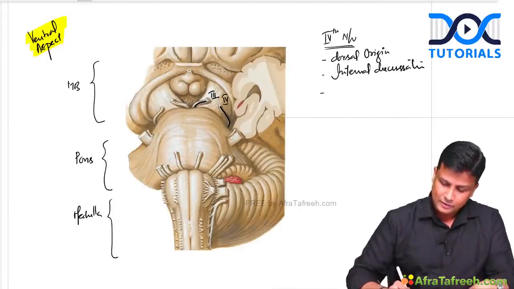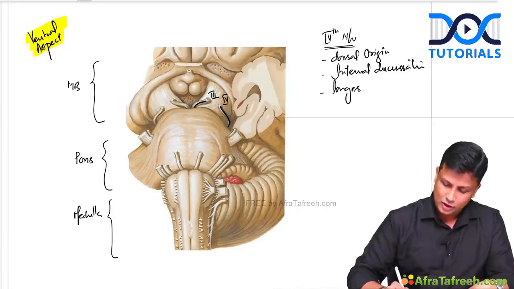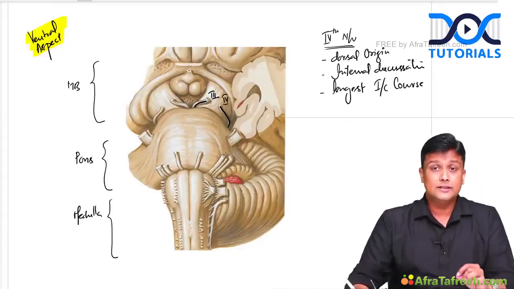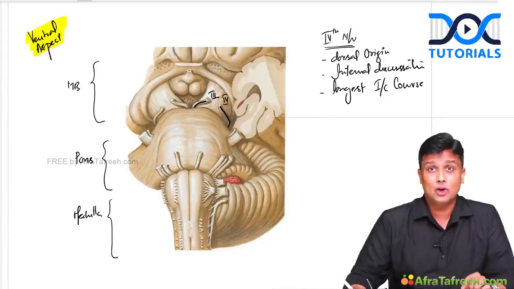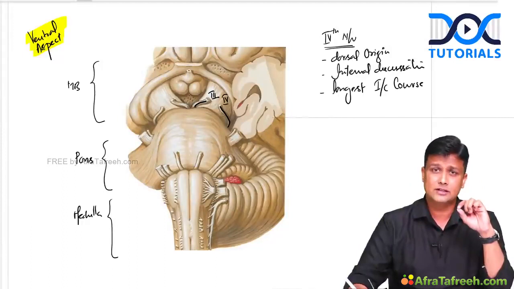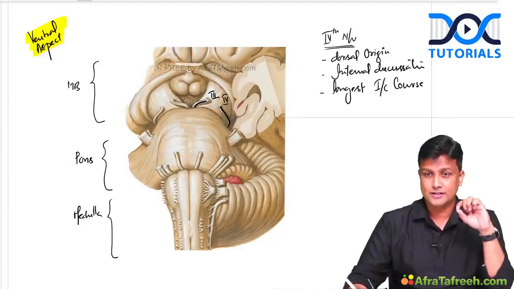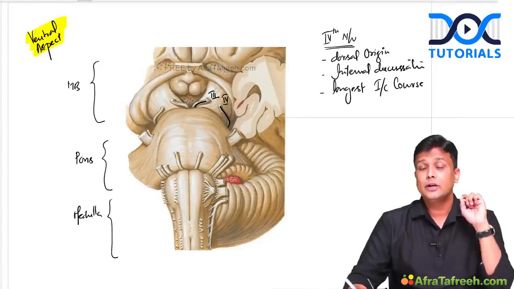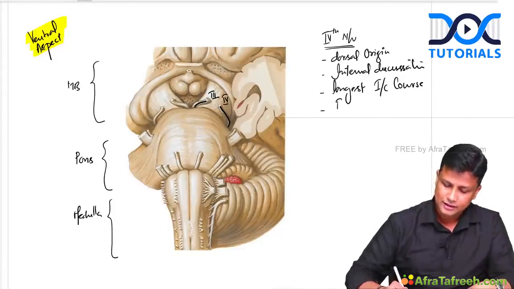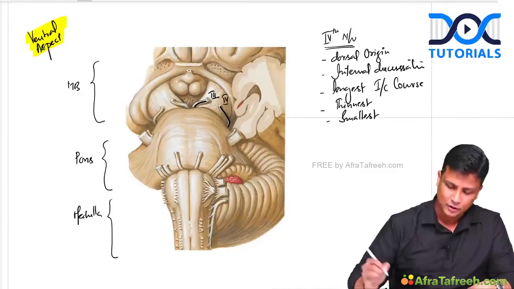Next one, apart from that, remember, it is the cranial nerve which has got the longest intracranial course. Listen to that word carefully, guys. Longest intracranial course. Why? Because the longest intradural course is for the abducens nerve, number 6, and the longest intraosseous course, inside the bone, is nothing but your facial nerve, the 7th nerve, guys. And apart from that, it is the thinnest cranial nerve, as well as the smallest cranial nerve, guys.